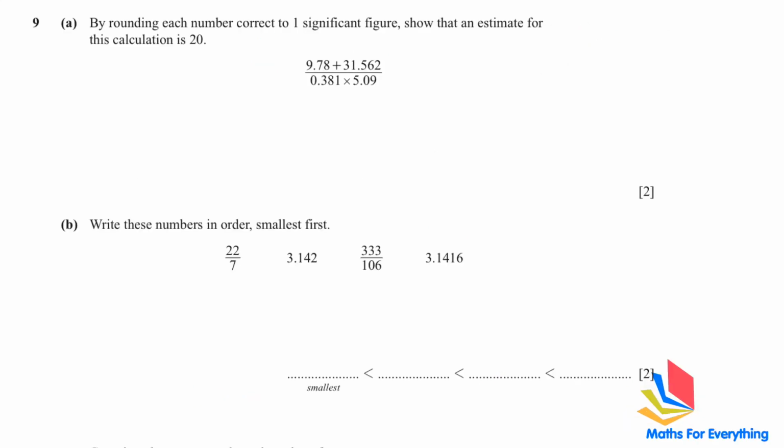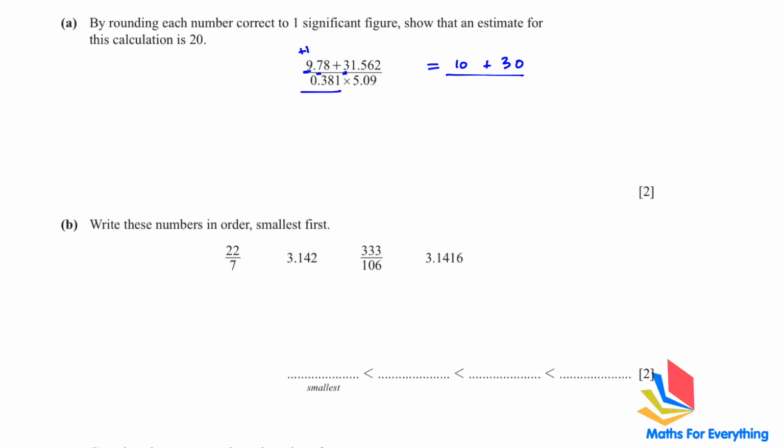Question number 9. Part A. By rounding each number correct to one significant figure, show that an estimate for this calculation is 20. So we have 9.78, that will become 10. I want to round to the whole number to one significant figure. So look at the number after it. If it is 5 or more, we add 1. Here our first number is 3. So the number after it is 1. That's the reason we'll write it as 30.